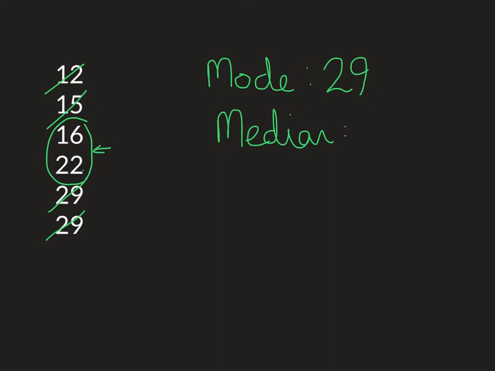So remember, we add them, 38. We divide by 2, and we get 19. So the median here is 19. Hey diddle diddle, the median's the middle. You add, then divide for the mean.